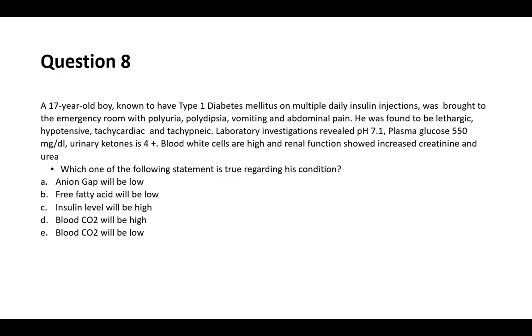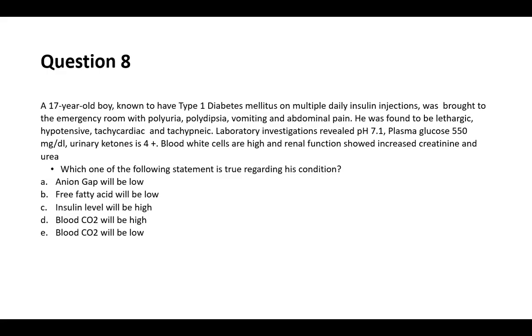E. Okay, so let's summarize this. This 17-year-old boy has what? DKA. Because they have the acidosis, the diabetes, and they have the ketones, right? Which one of the following statements is true? A, anion gap will be low. Okay.